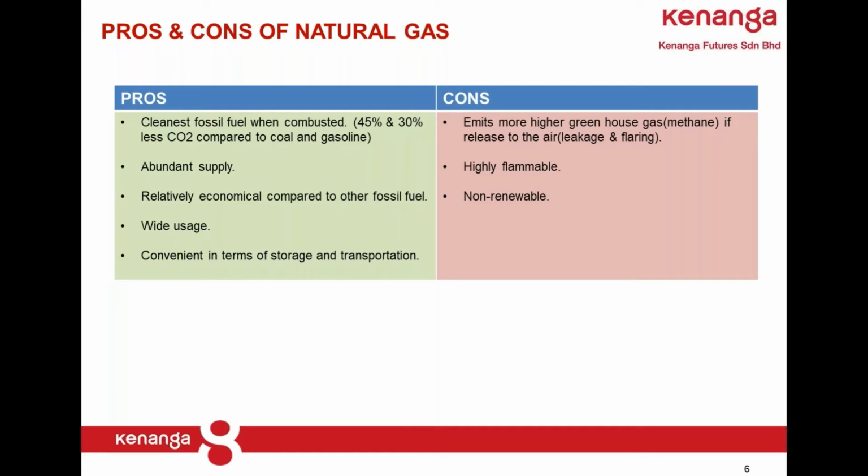But on the disadvantage side, if it is not burned and it escapes into the air, it emits a higher level of greenhouse gas, specifically methane. A high concentration of methane will be released into the air, and this is normally due to leakage from a pipeline or tanker, or during the drilling process when the gas escapes, which we call flaring. And this is highly flammable, meaning it is very dangerous to handle, and it is a non-renewable source of energy.